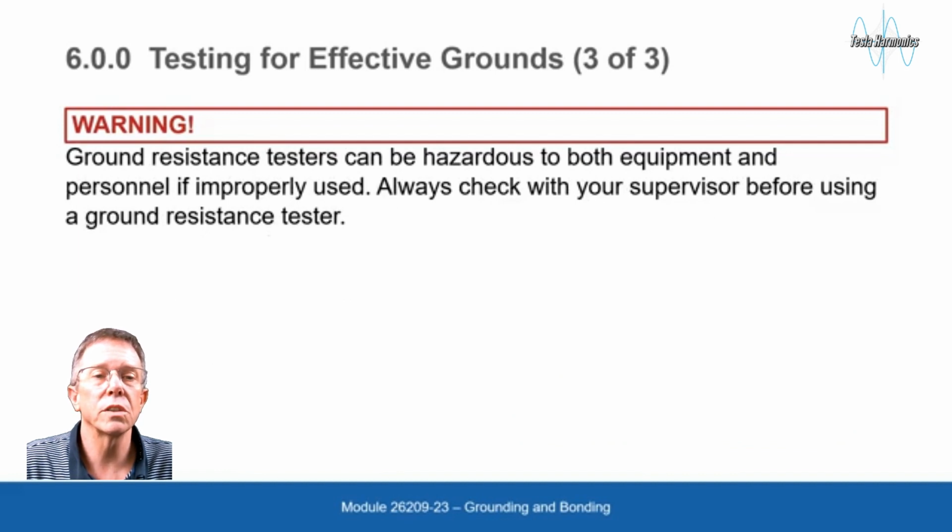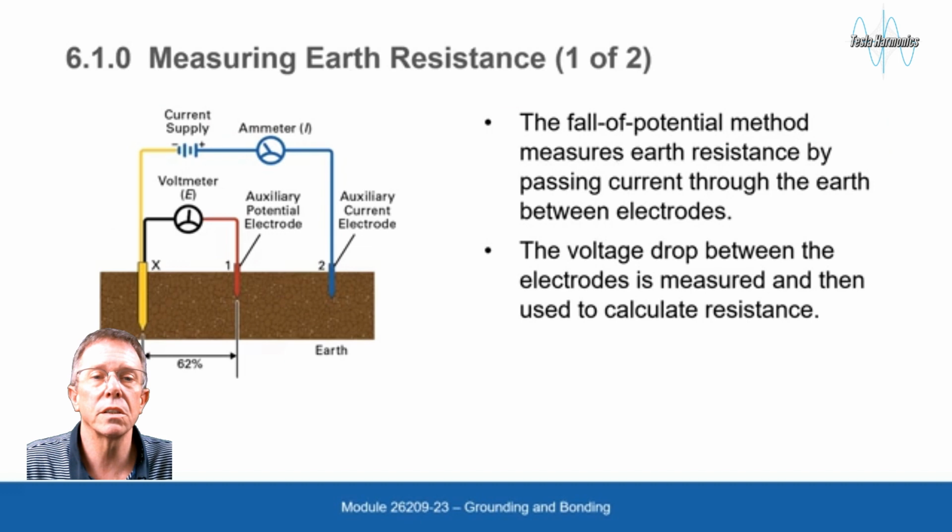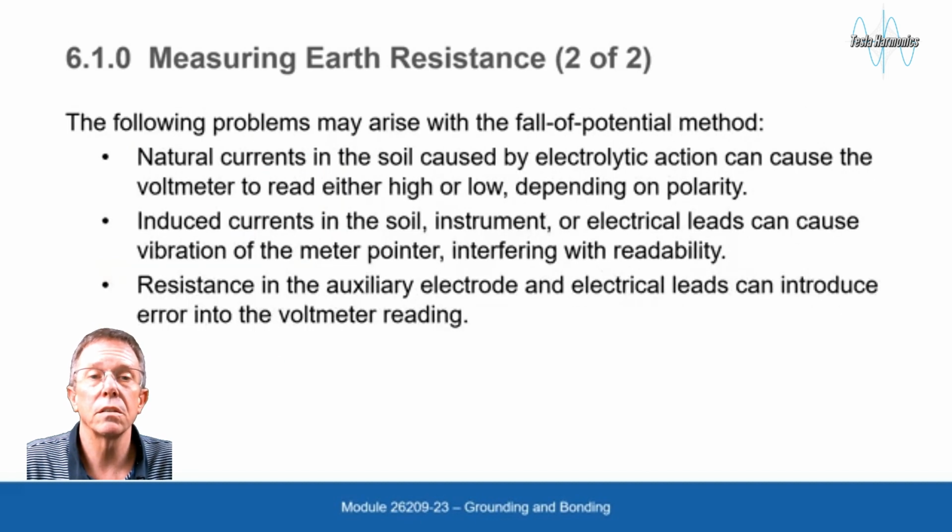Warning: ground resistance testers can be hazardous to both equipment and personnel if improperly used. Always check with your supervisor before using a ground resistance tester. The fall of potential method measures earth resistance by passing current through the earth between electrodes. The voltage drop between the electrodes is measured and then used to calculate resistance.